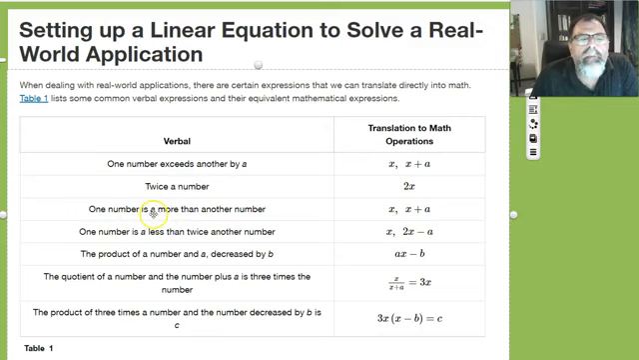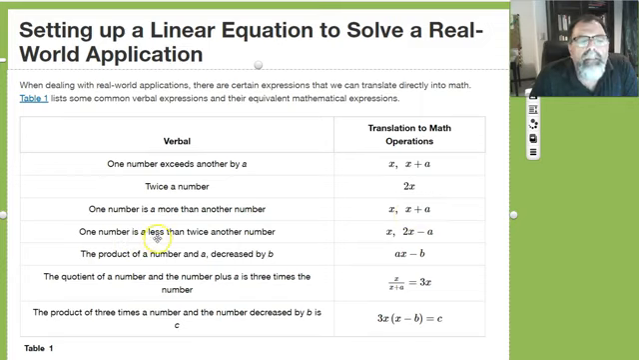One number is a more than another number. Oh, it's a more than, so the quantity a. So one number is a more than another number. So basically the same as the first one. You're just going to add a. So here's a number, and this number exceeds this one by a.